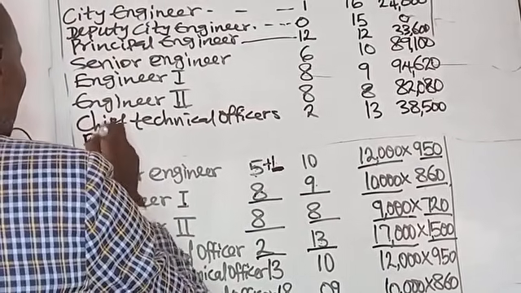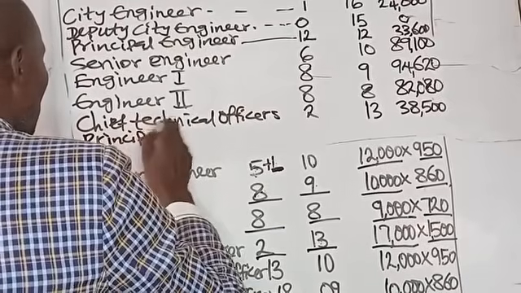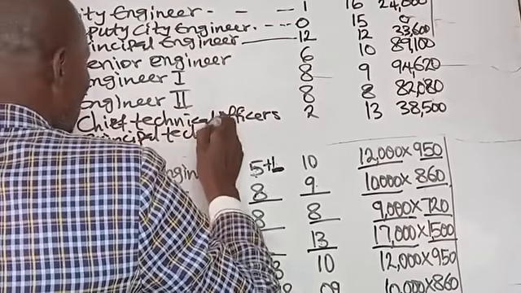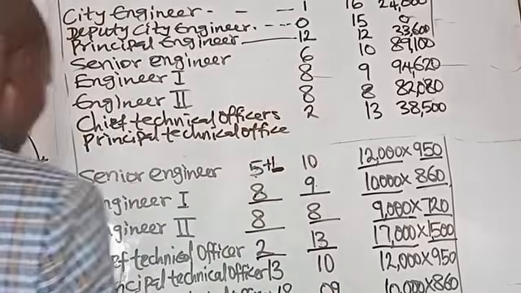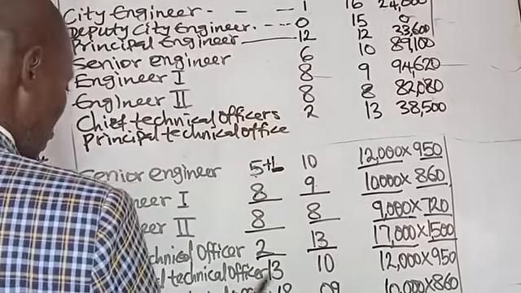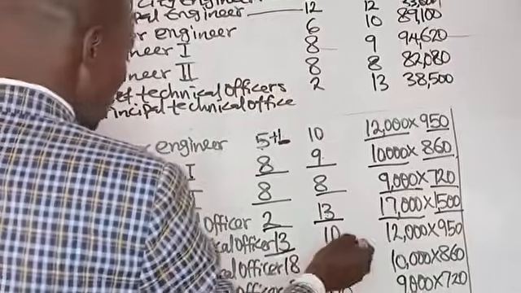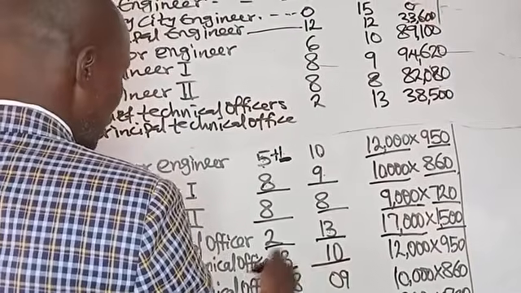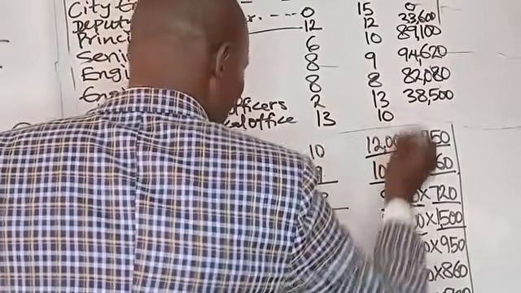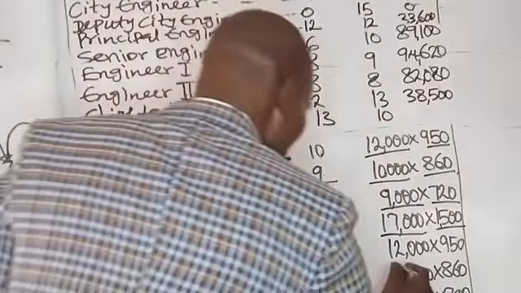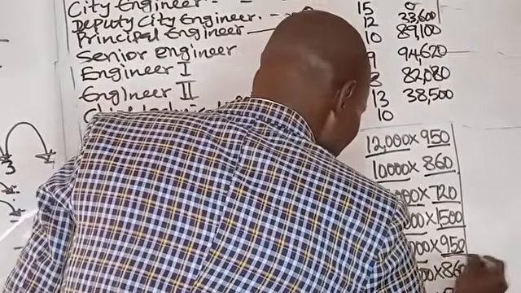After Chief Technical Officer, we have Principal Technical Officer. How many employees? Principal Technical Officer, 30 employees, grade level 10. Their basic pay is 12,000 and increment is 950.